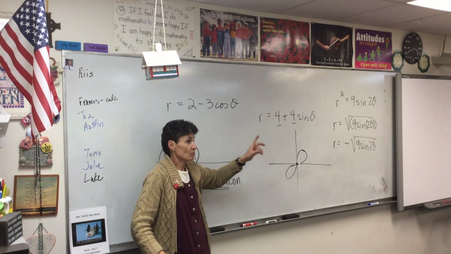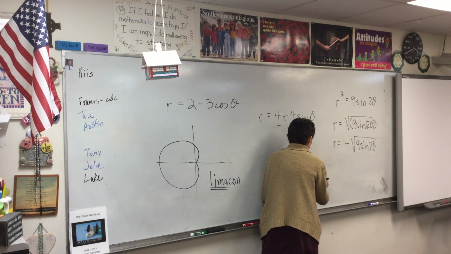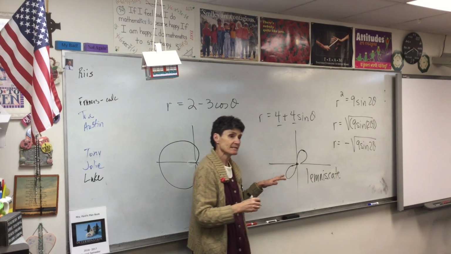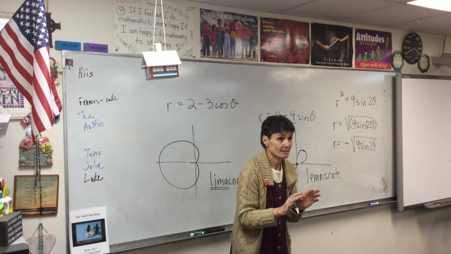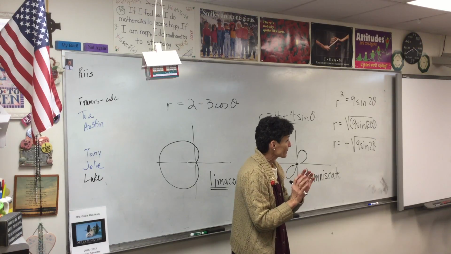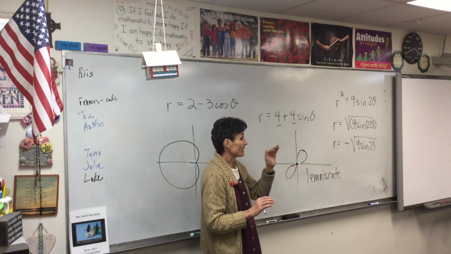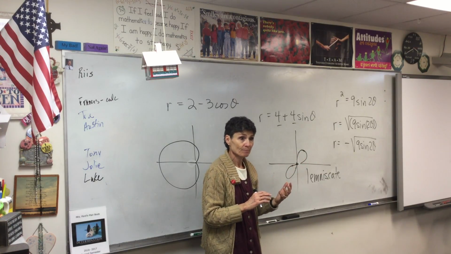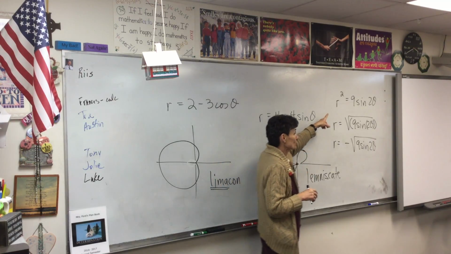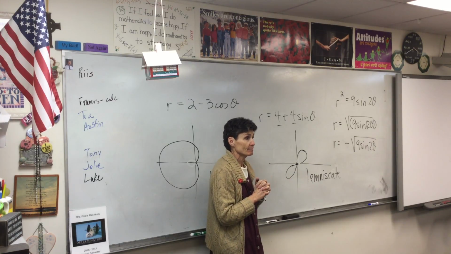A figure 8. And the reason I want you to think about it as a figure 8 is because its name is lemniscate. That's called a lemniscate. That's how it's spelled. It's actually called a lemniscate, but think of it as a figure 8. That's what happens when you put a square into your equation. You get a figure 8, a lemniscate.